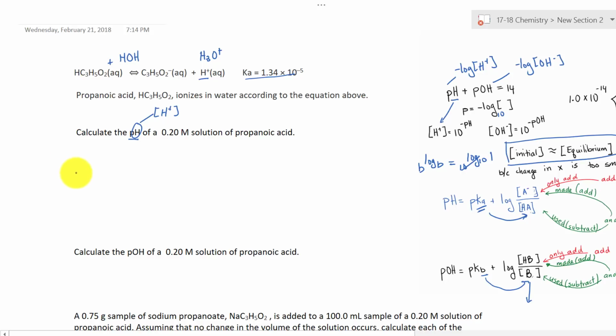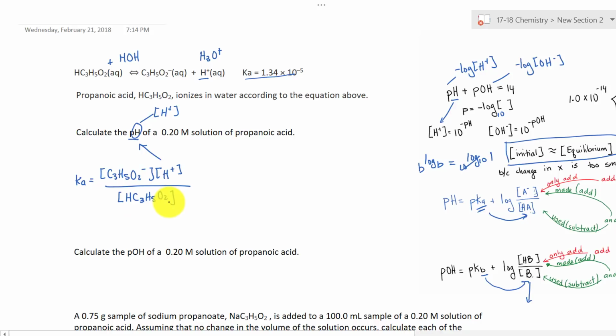Well, of course, that's pretty easy. So Ka is equal to the product over the base. And this is our concentration of H plus right there, which allows us to find pH. And that is over your reactant.